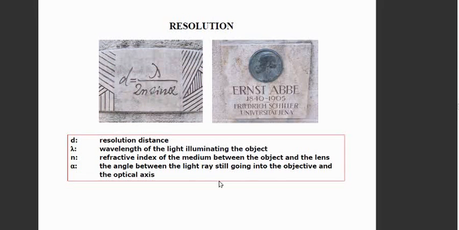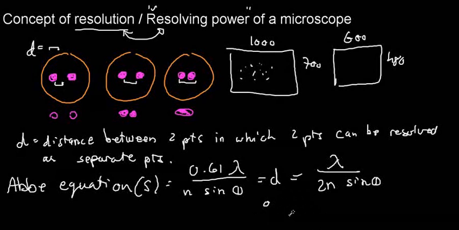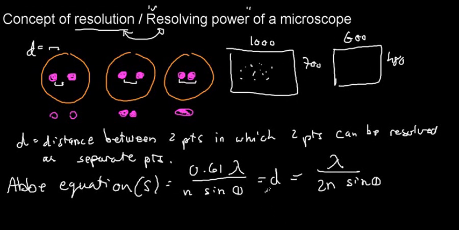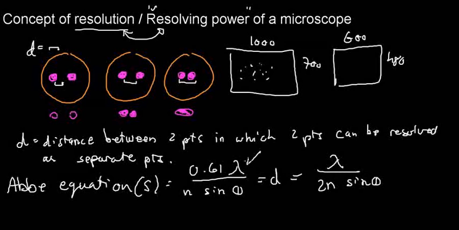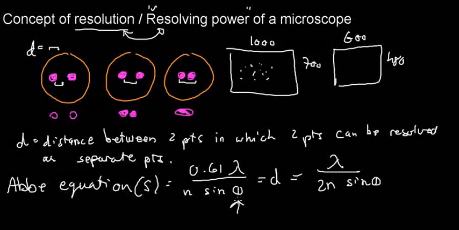So which one is okay to use? Both are okay, just don't mix them up. Don't write anything along the lines of 0.1 lambda over 2n sin theta. This is no good. Okay, so let's explain these different components. We already know what the wavelength of visible light is. N is the refractive index of our object. And this angle is the half angle between the objective and the lens.